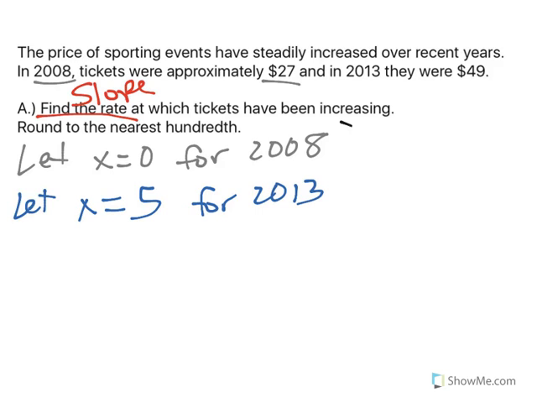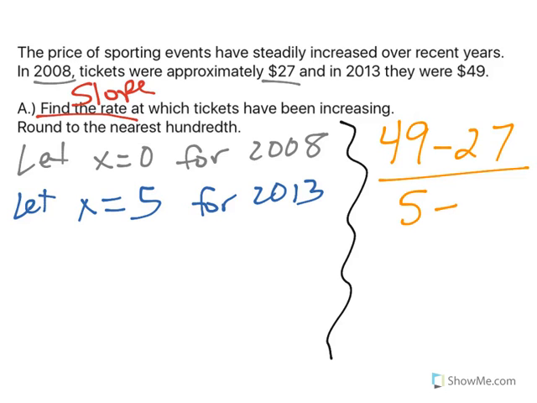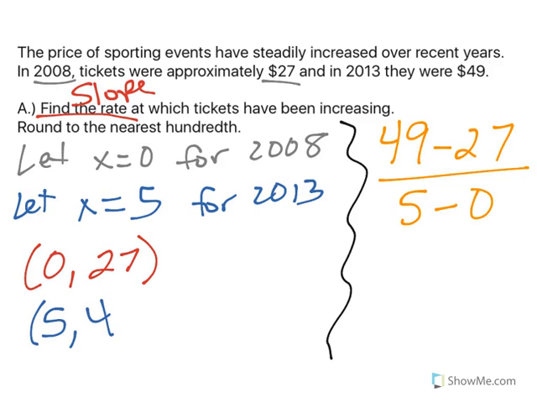Now, when we find our slope, our rate of change, well, in 2013, the price of tickets were $49, and in 2008, they were $27. Well, there's a difference of 5 years, and you could just put 5 on the bottom if you'd like. But in terms of finding our slope, we use our ordered pairs. I'm sorry, I should have written that out. So in 2008, we have the ordered pair (0, 27), and in 2013, we have the ordered pair (5, 49).